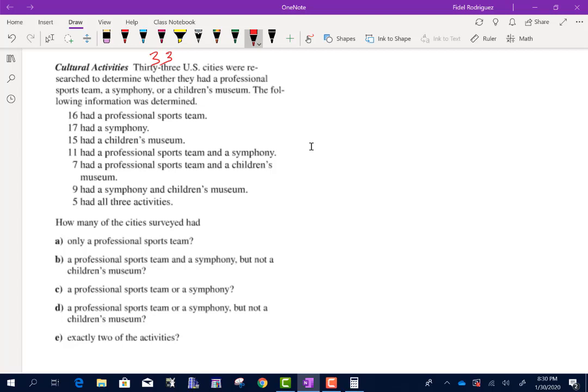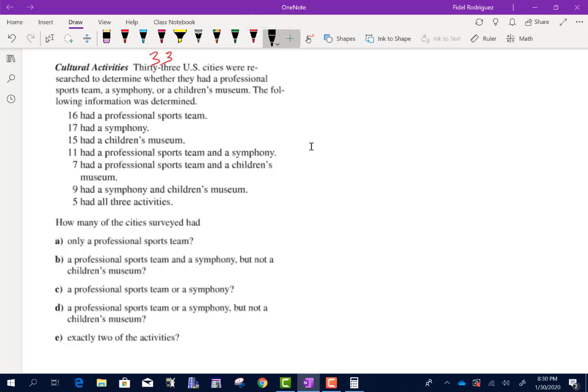We had 16 had a professional sports team, 17 had a symphony, 15 had a museum, 11 had a sports team and a symphony, 7 had a sports team and a children's museum, 9 had a symphony and a children's museum, 5 had all three.